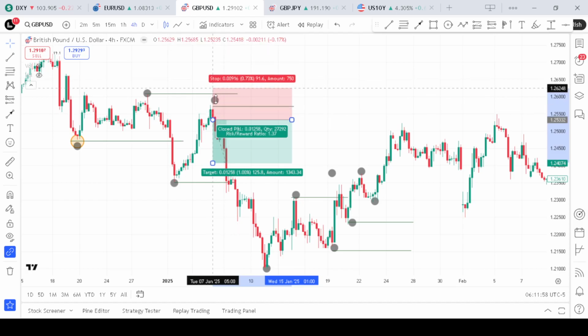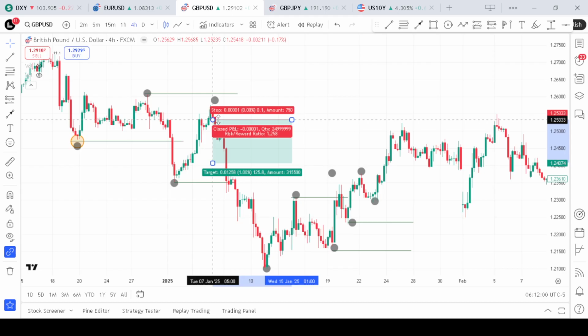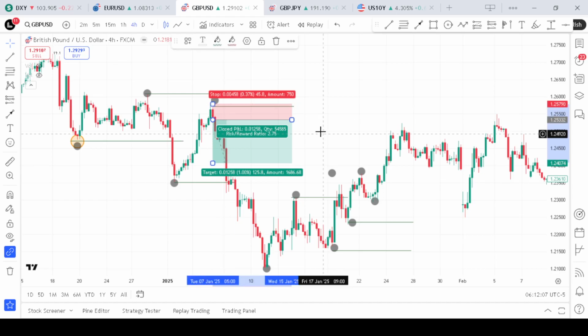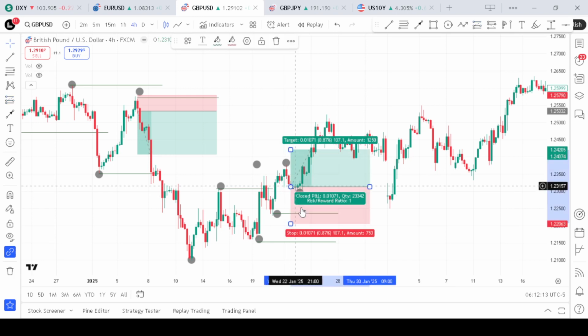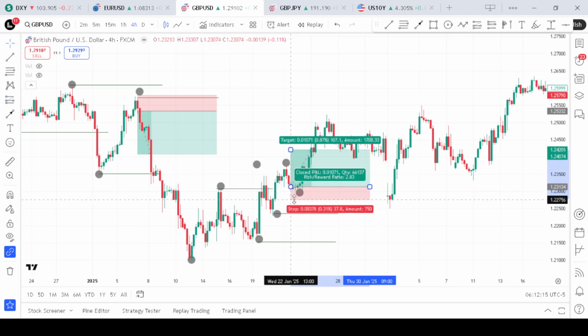We place our stop loss slightly beyond the swing point to protect against false breakouts. In case of a selling trade, I will place it above the previous swing high. In case of a bullish trade, I will place it below the previous swing low.